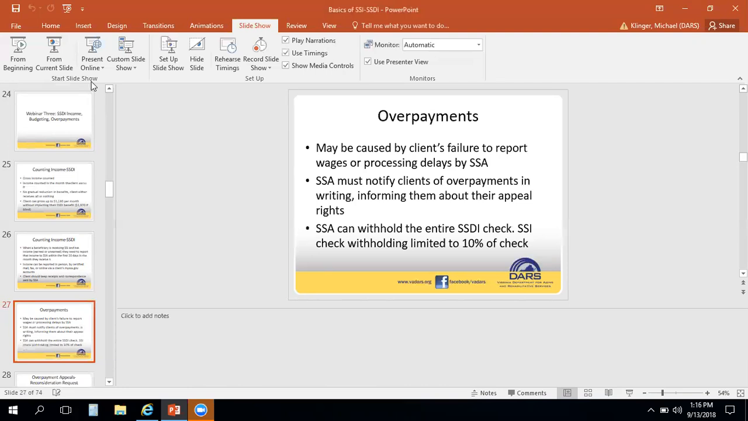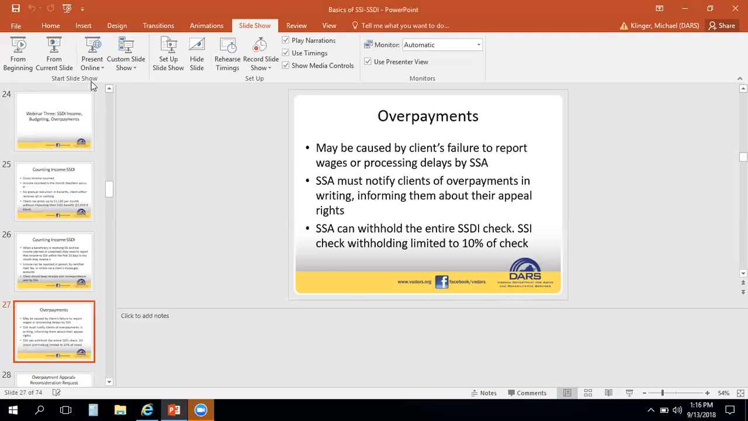I think the largest overpayment case I ever worked on was somebody that owed $100,000. She had been working for probably 10 years before they even caught it. So clients should never assume that they don't report. They should report every month and keep correspondence and receipts as proof that they reported.